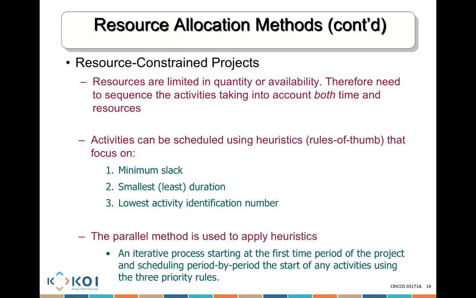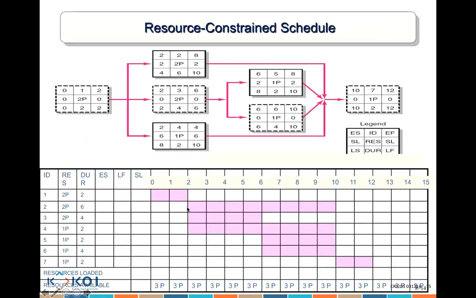So we schedule period 1, who are we going to assign the resources to? Schedule week 2, week 3, week 4, and so on. So it's an iterative process starting at the first step of the project, schedule period by period, the start of any activities using the 3-point rules that I've mentioned above. Now, let's look at how that gets applied.